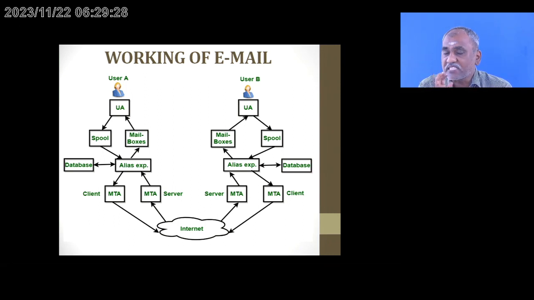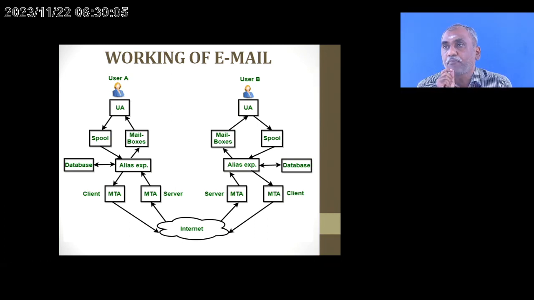First, the user agent prepares a message. The prepared message is delivered to the spool. A spool is nothing but Simultaneous Peripheral Operations On-Line. It maintains a queue: whatever messages the user prepares are stored in queue fashion, like first in, first out. So the user's prepared messages are delivered into the spool.